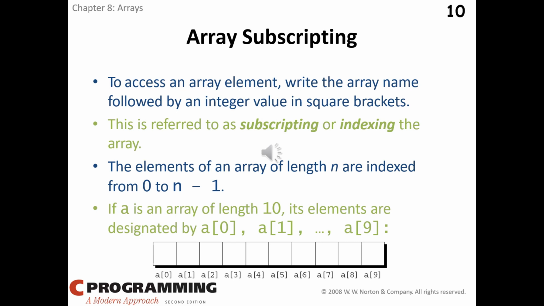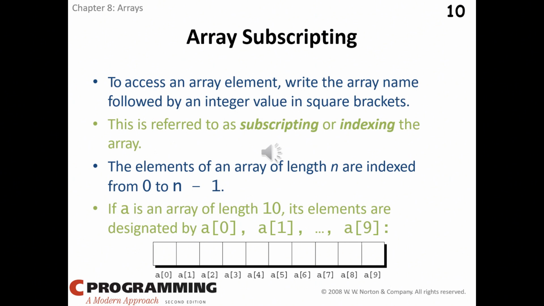Alright, let's learn how to grab exactly what we need from our arrays. It's like reaching into our Lego tower and picking a specific piece to work with. So when we want to access an element in an array, it's as simple as telling the computer which piece we want. We do this by writing the name of the array followed by a number in square brackets. It's like telling the computer, hey, give me the piece at position number 3, for example. This process is called subscripting or indexing the array. It's like labeling each piece in our Lego tower with a number so we can find them easily.